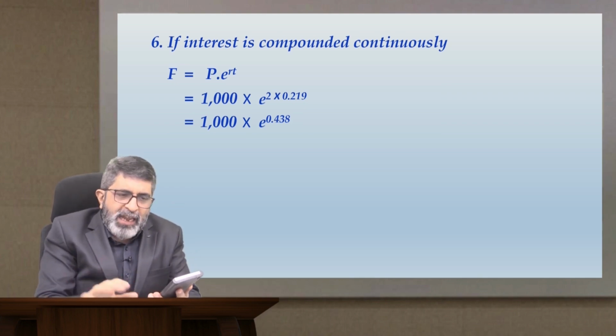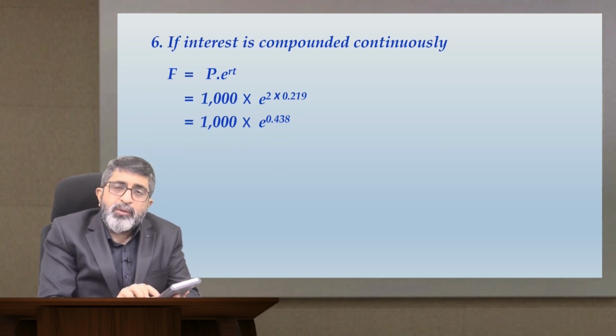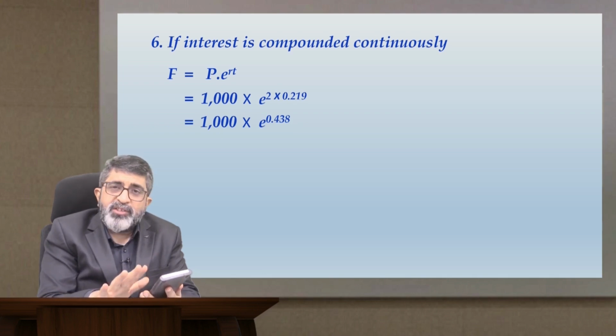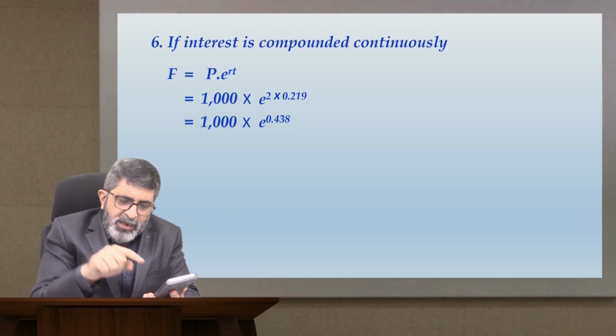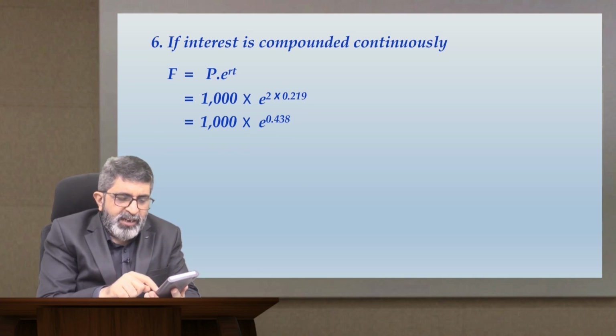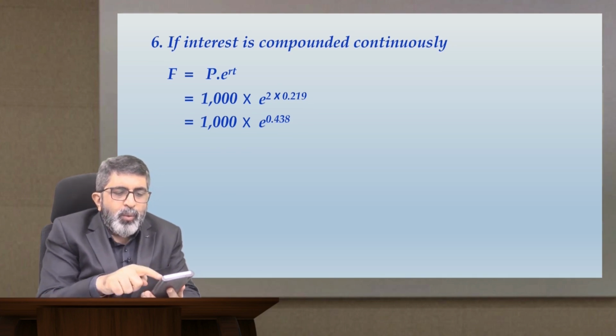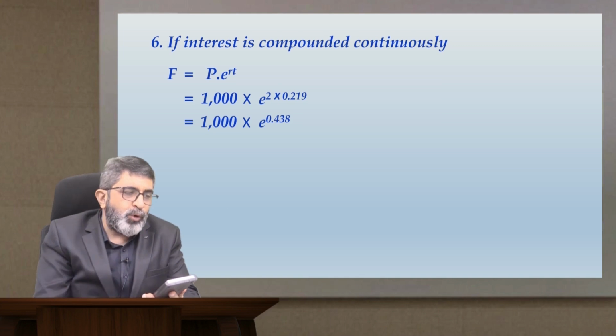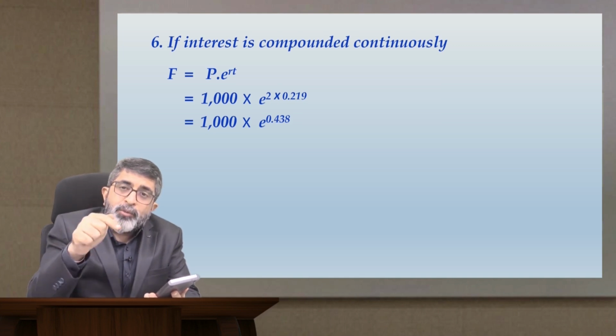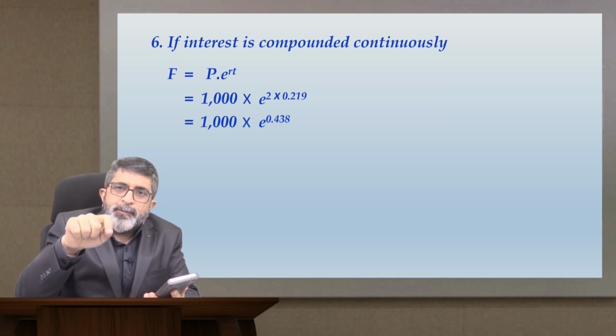So when you turn on your calculator, make sure everything is all clear. You start with 0.219, which is the stated annual rate. Multiply this by 2 years, that into 2. What you get is 0.438. Now this should become the power of E.